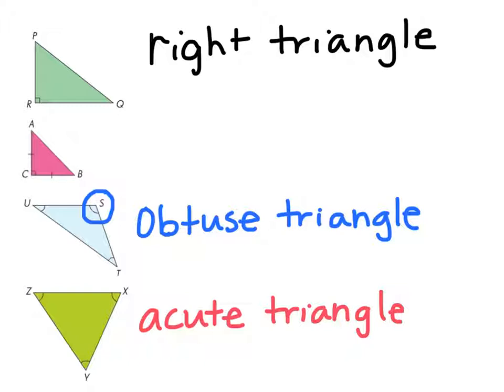The final type of triangle classified by the measure of its angle is an acute triangle. In triangle XYZ, the measure of all of the angles is acute, or less than 90 degrees. So this is called an acute triangle. An acute triangle can either be equilateral, isosceles, or scalene. The main point is that all of the angles are less than 90 degrees.